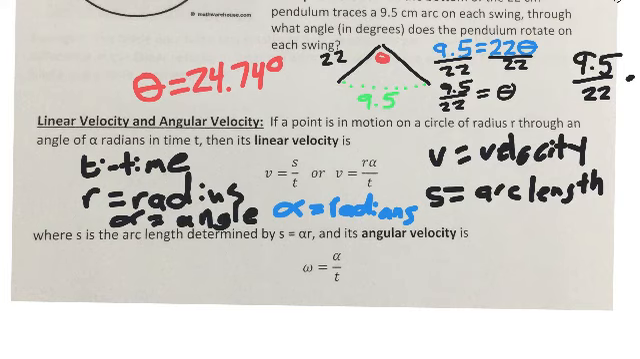Okay, that is linear velocity. We'll talk more about the difference later. The second one is angular velocity, where s is the arc length determined by s equals alpha times r. Again, that's the same r times theta arc length that we looked at before. We can find its angular velocity by the following formula. So that's omega equals alpha over time.